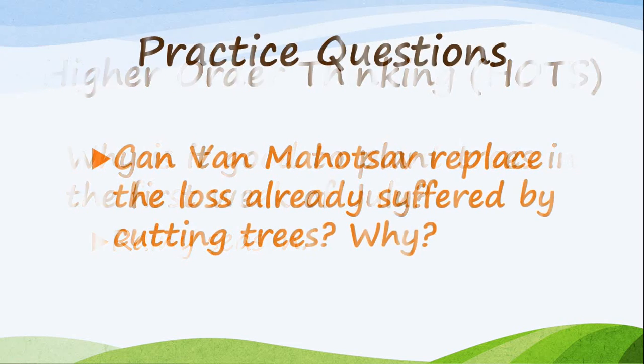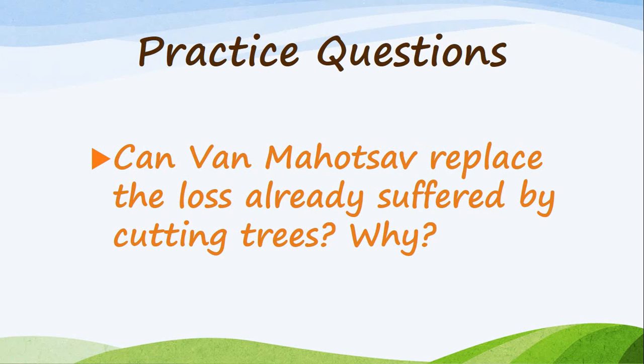Next, practice questions. In your content book, question number 8 is your today's homework. The question is, can Van Mahotsav replace the loss already suffered by cutting trees? Why? Give the reason for your answer.